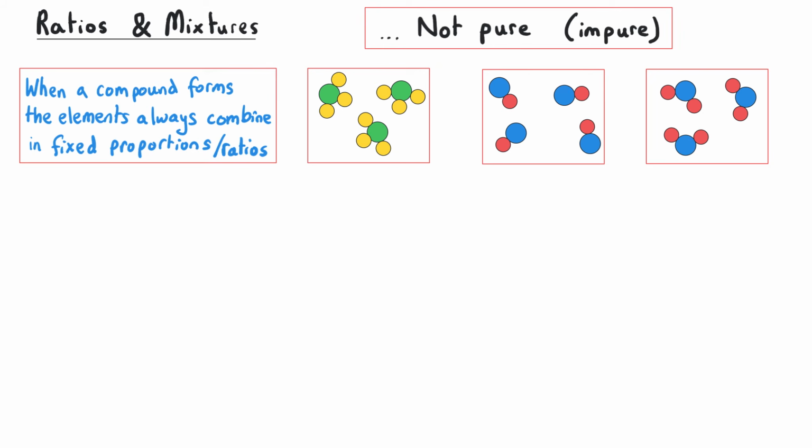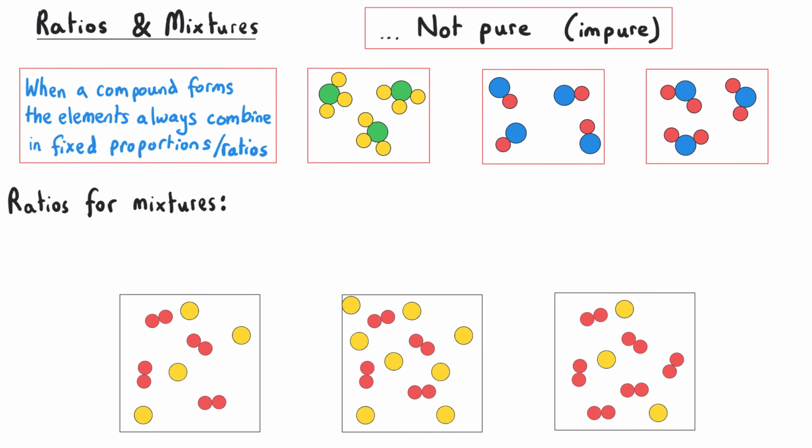And you can see that for my middle example where I've got one blue atom and one red atom in every single example of this compound. Unlike compounds, mixtures can be formed in any ratio at all. And you can see that in these three examples at the bottom of the screen.